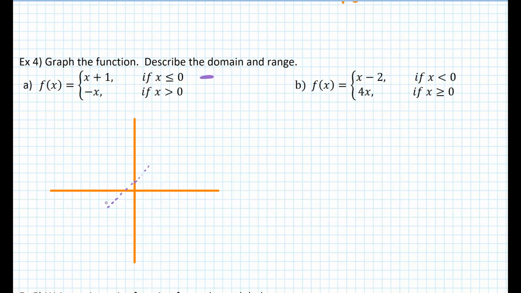However, which portion of this line am I interested in? Less than. The less than or equal to. Okay, so since it's a less than or equal to, I am going to make my point here a solid circle, and I'm only going to graph the left-hand side of this.